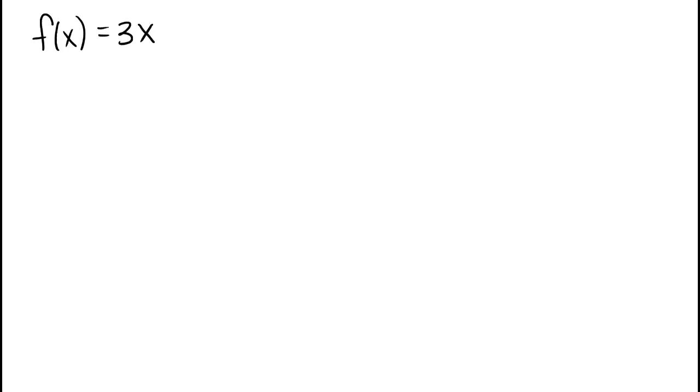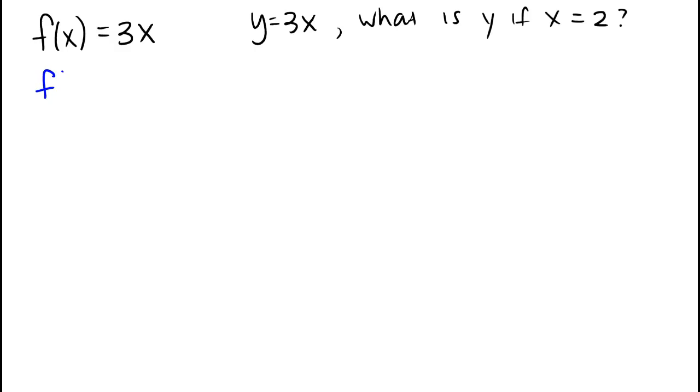This allows us as mathematicians to give some shorthand. Instead of writing what is y if x is equal to 3, right? That's a lot of words if we had this as y is equal to 3x. What is y if x equals 2? Like, that's a lot of words. And again, us mathematicians are lazy. We can write all of that very concisely using the function notation. We just replace the x with a 2. So what is f of 2?